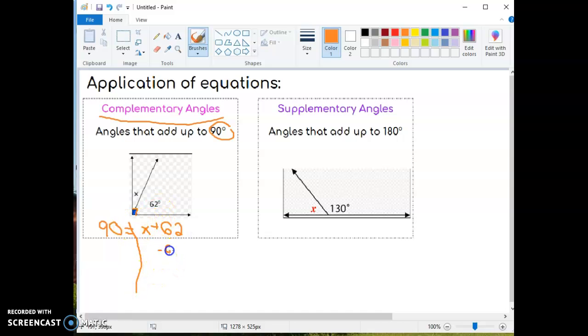Okay, minus 62, minus 62. These two cancel, I'm left with x, and I'm left with 28 degrees. Okay, this one is a lot like your homework with supplementary angles that add up to 180 degrees. The only thing is your homework forgot to put a variable there. So if you just put yourself an x, you'll be fine.